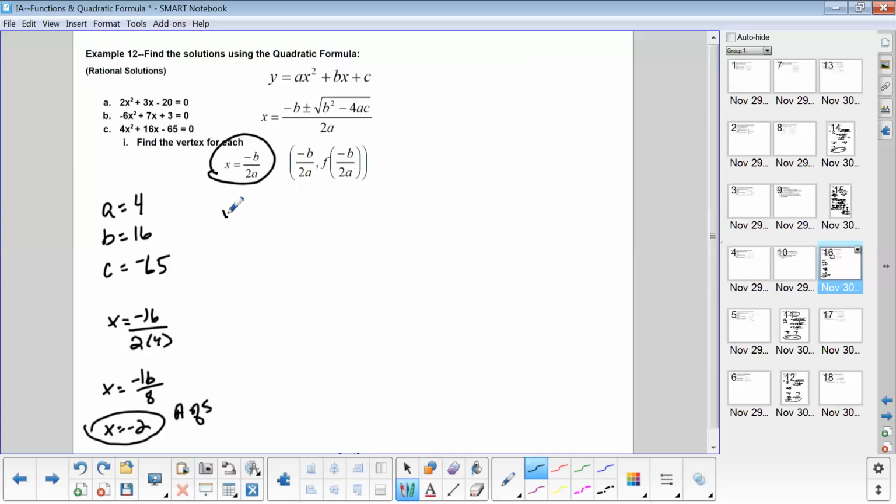So what's the vertex? Well, that would be substituting negative 2 into this equation right here. So I'm going to have 4, open parentheses, negative 2 squared plus 16 times negative 2 minus 65, and I'm going to get negative 81. So my vertex is negative 2 comma negative 81 for this equation here.